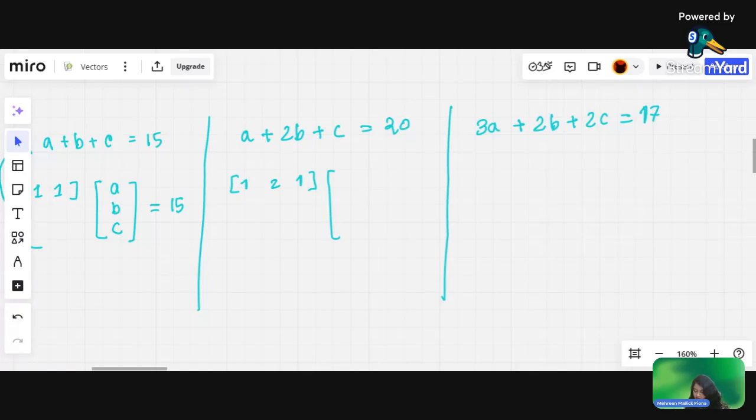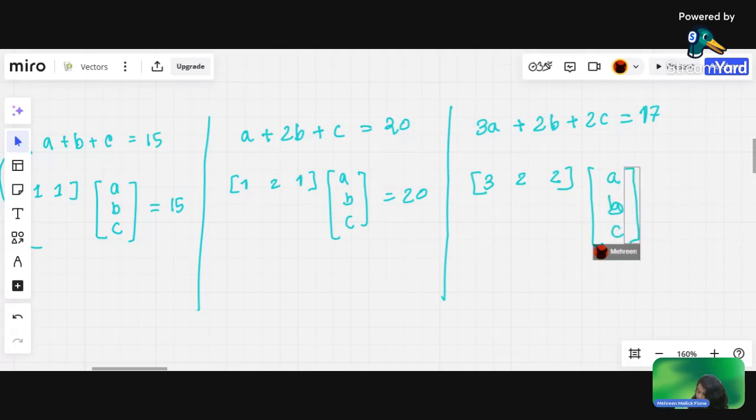Sorry, my arrow is missing. So this one is basically the breakdown form of the dot product. So now let's see the remaining ones: A, B, C equal to 20, 3, 2, 2, and A, B, C, and 17.